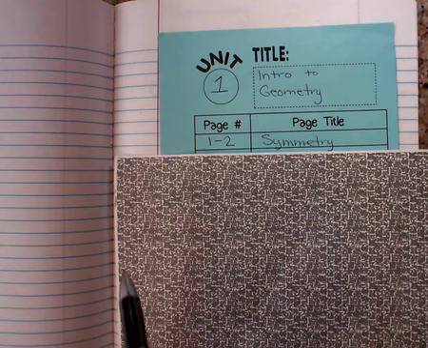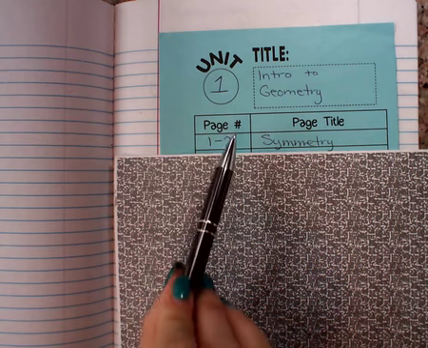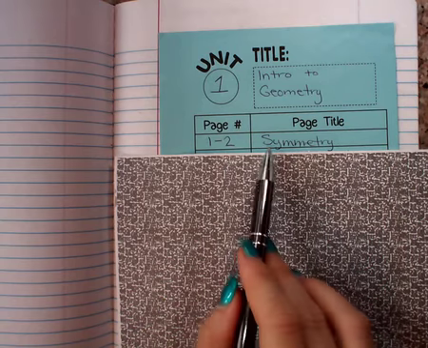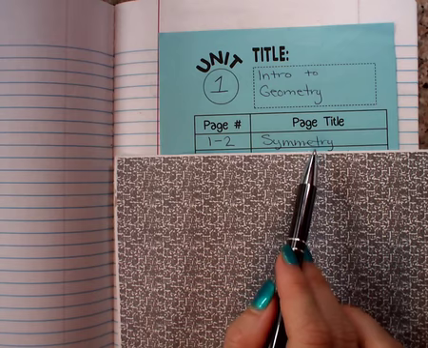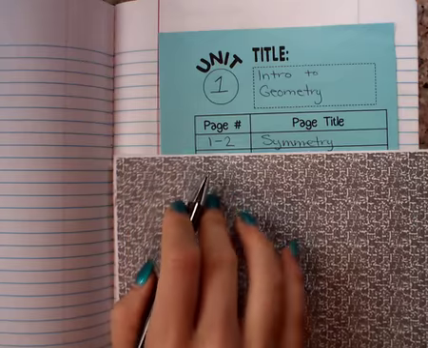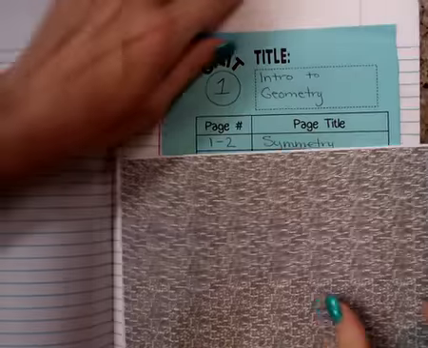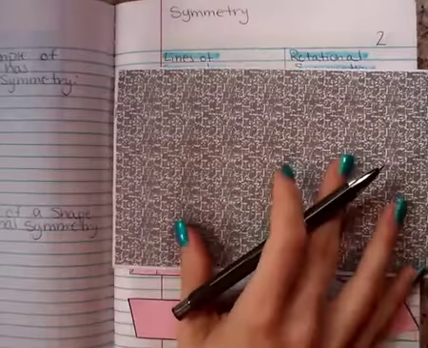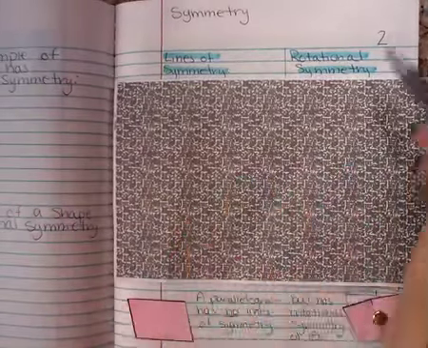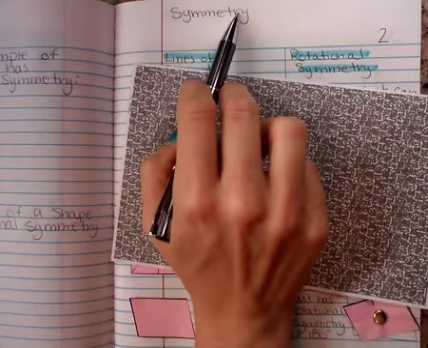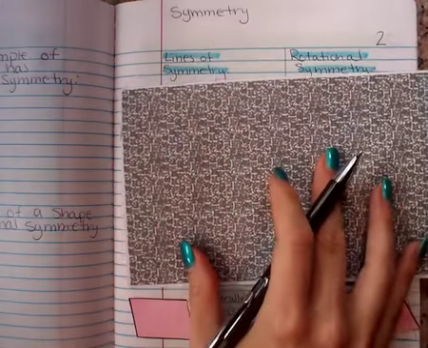Today we are going to complete pages 1 and 2 in our math notes, and the title for that page is going to be Symmetry. So make sure you fill out the table of contents sheet, and when you flip to page 2, I want you to make sure that you add in your page numbers, page 1 and 2, and you title the top of this page Symmetry.